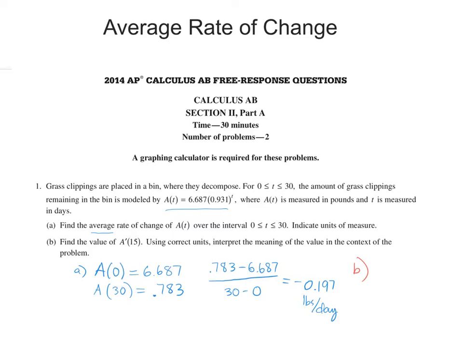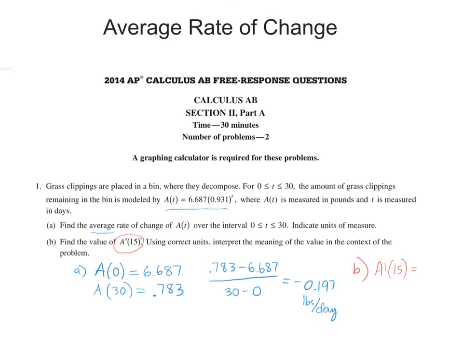Now, a lot of times the follow-up to that will be A prime of 15. Now this is why we need a derivative. A derivative is an instantaneous rate of change. So again, see if you can find that. This is going to be a calculator problem. What we want to do is enter the function into our calculator and use it to calculate A prime of 15. I'm going to pause and calculate that and be right back with the answer.